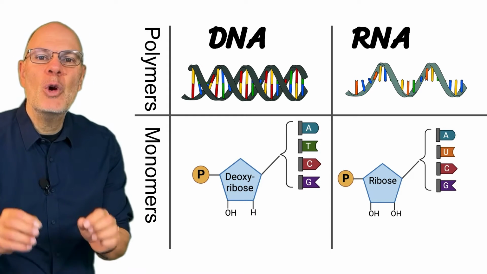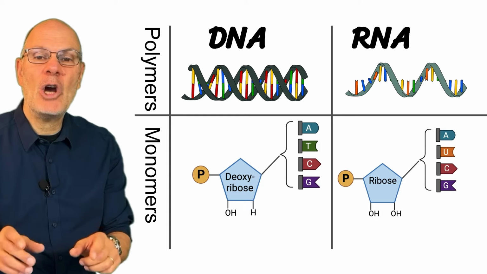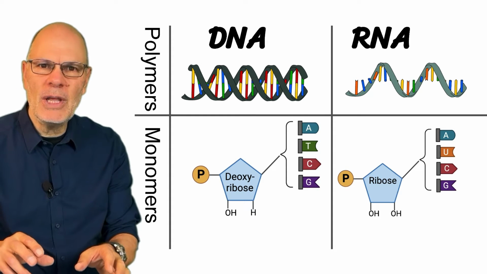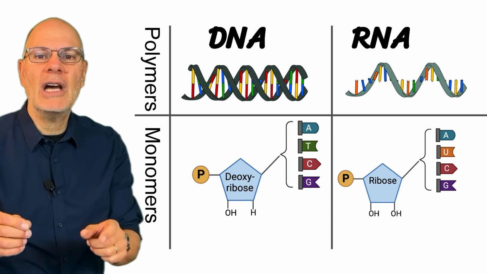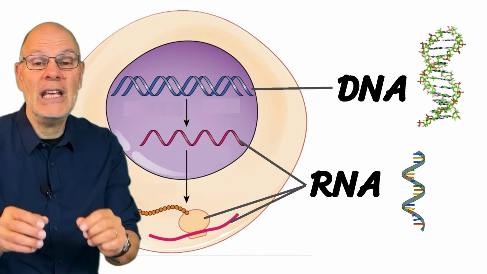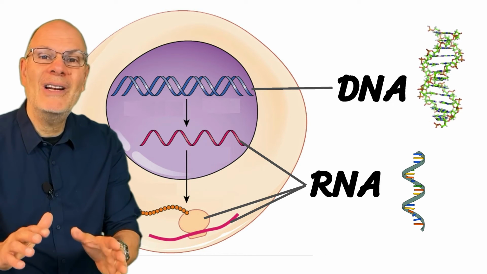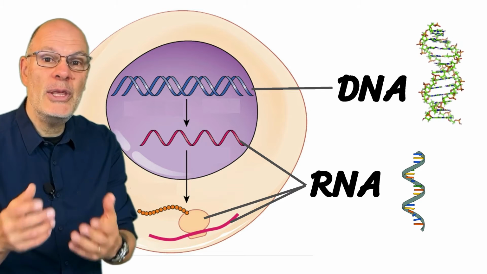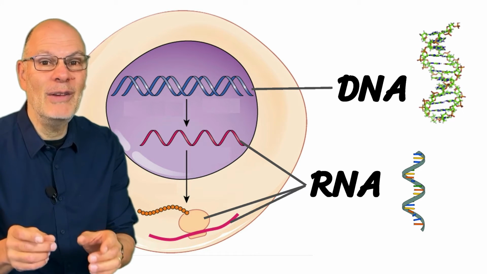In what follows, we'll see how both DNA and RNA are nucleic acid polymers, but that the monomers that make them up, which are called nucleotides, are different. We'll also see how the fact that DNA is a double helix while RNA is single-stranded explains the different function that these molecules play in living things.